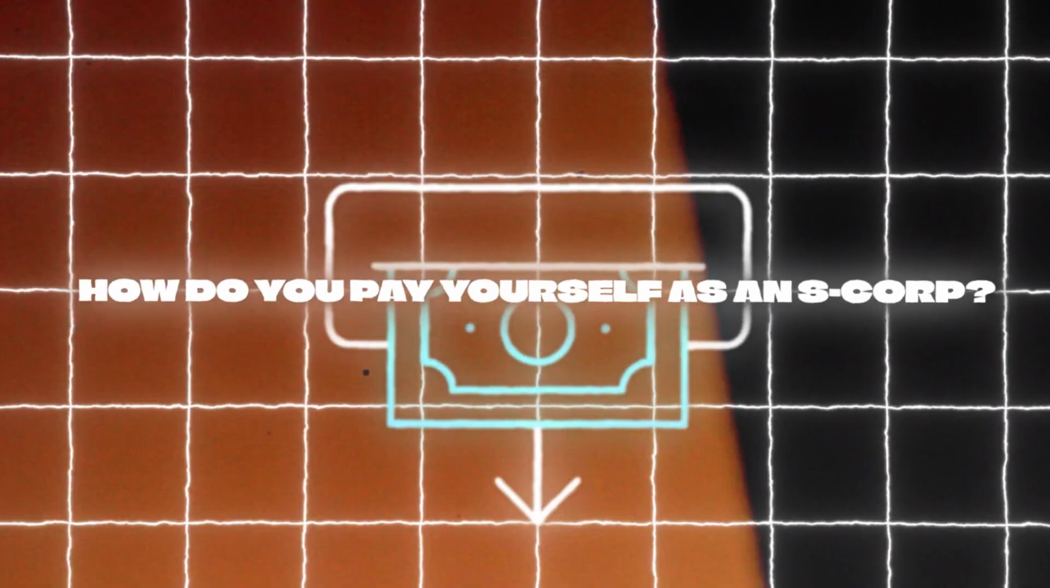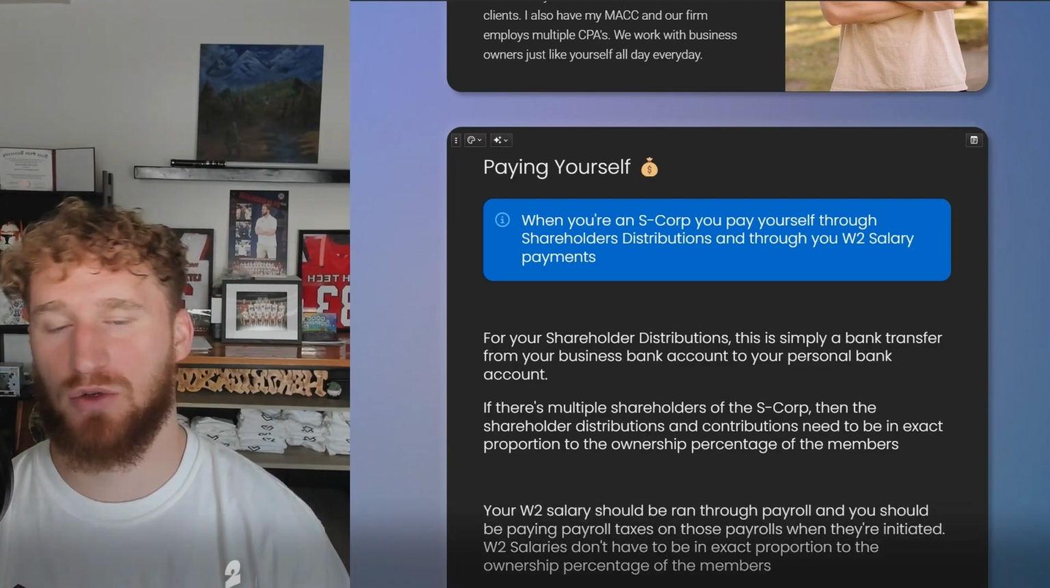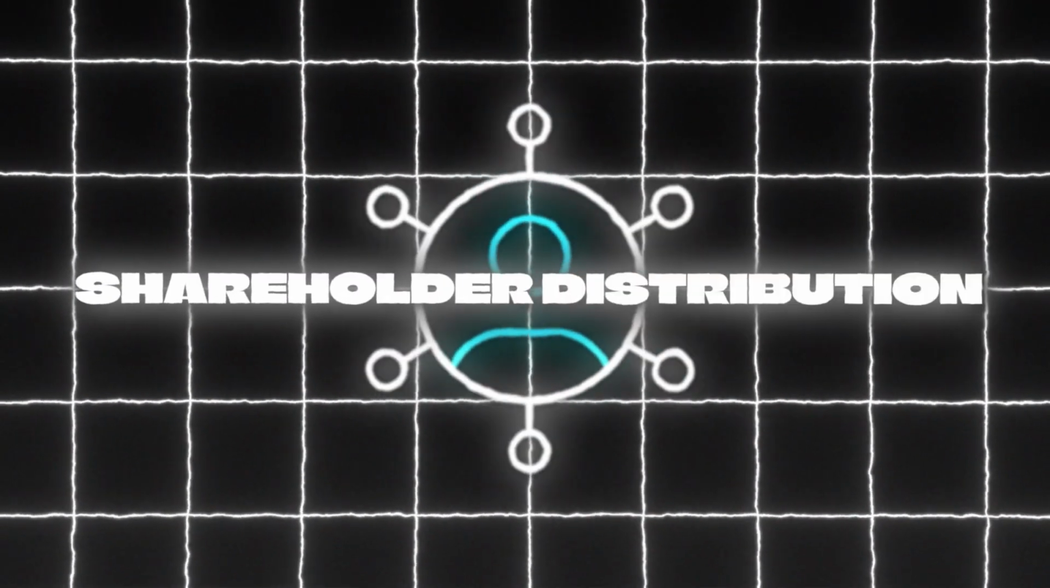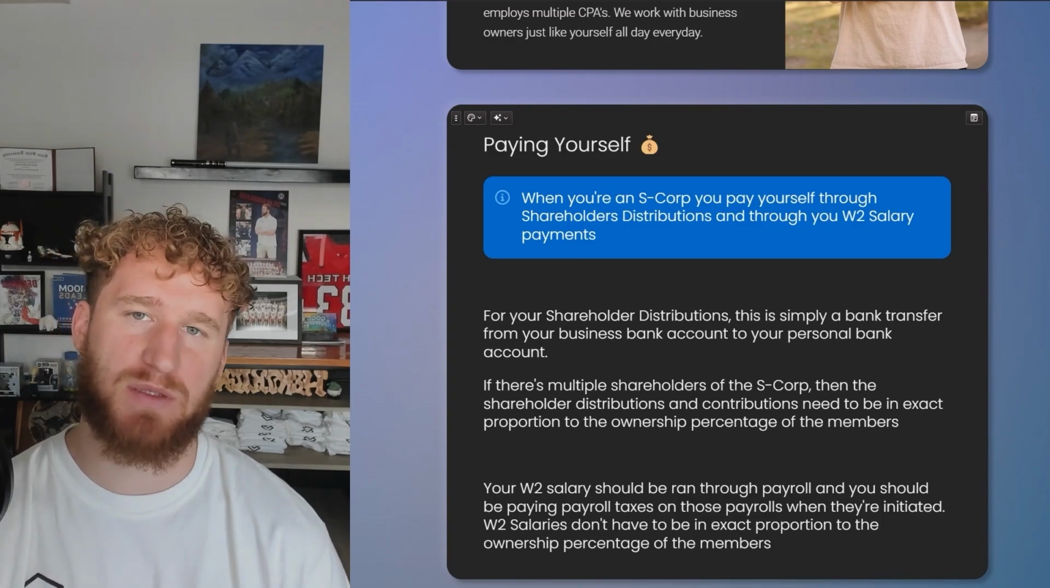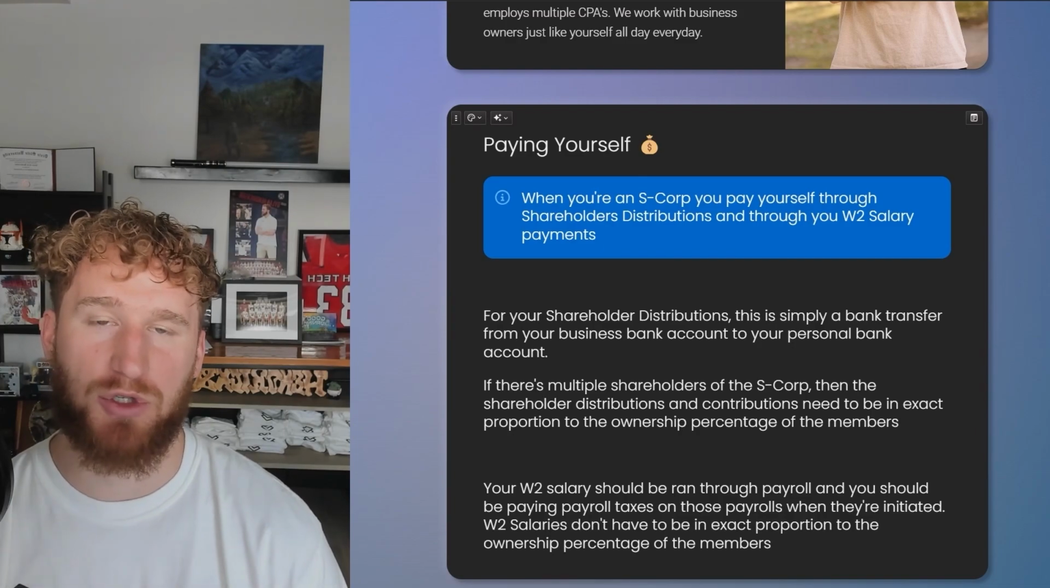So how do you pay yourself as an S-Corp? You pay yourself two ways. The first is through a shareholder distribution, and the other way is through W-2 salary payment. For the shareholder distribution, this is simply a bank transfer from your business bank account to your personal bank account.